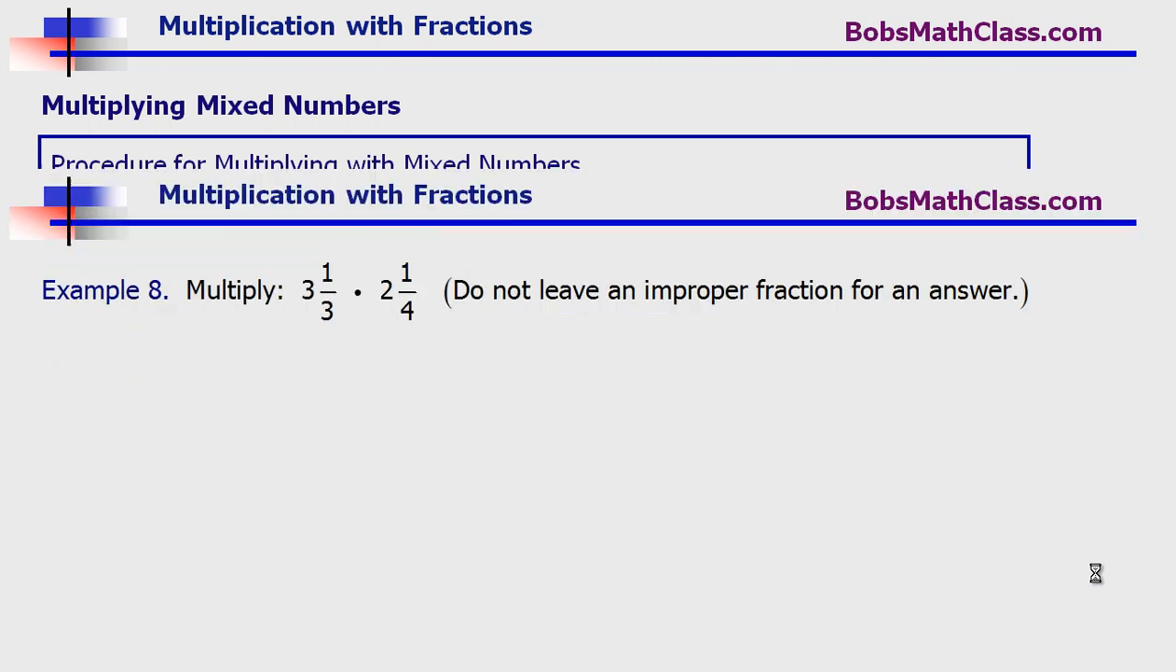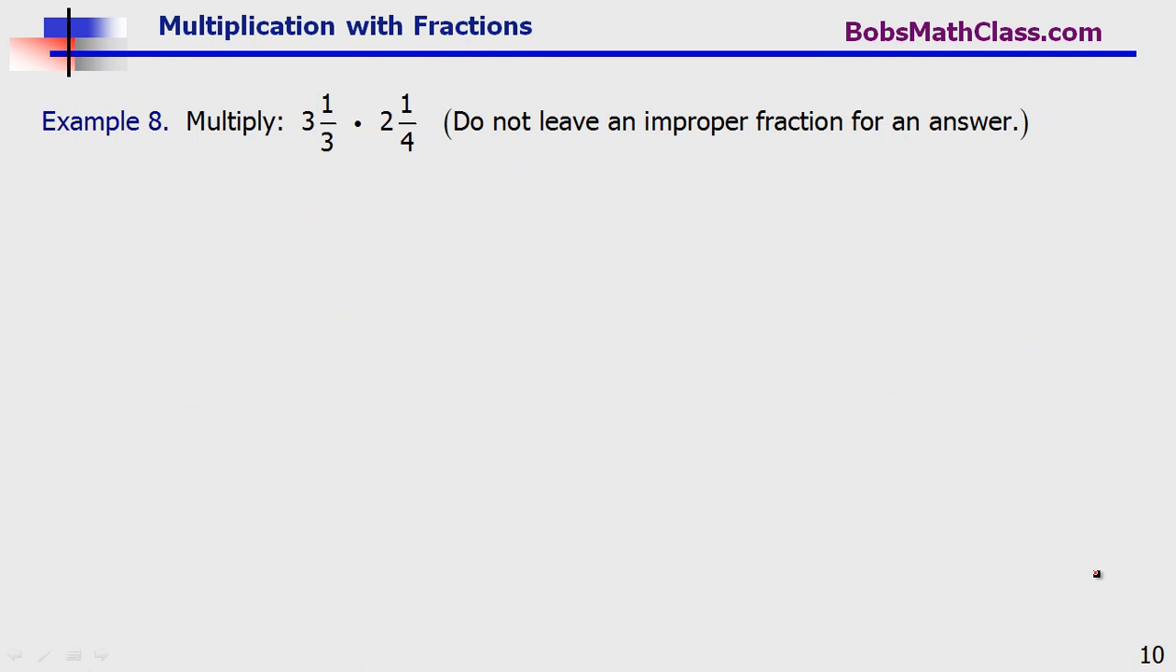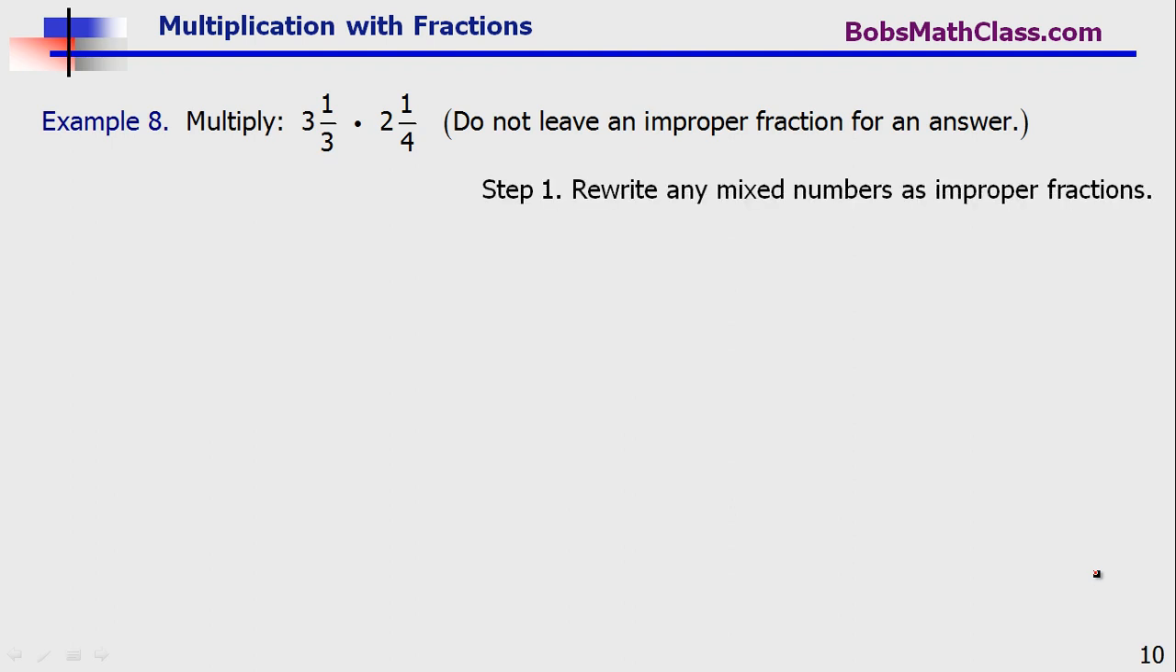Okay, let's do one. 3 1/3 times 2 1/4. And in the directions it says do not leave an improper fraction for an answer. So our first step, rewrite any mixed numbers as improper fractions. Remember, multiply and add. 3 times 3 is 9. 9 plus 1 is 10, so it's 10 over 3. Do the same thing with the second fraction. 4 times 2 is 8. 8 plus 1 is 9, so 9 over 4. We have 10/3 times 9 over 4.